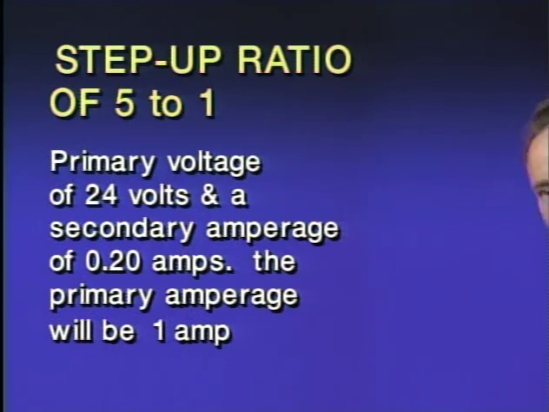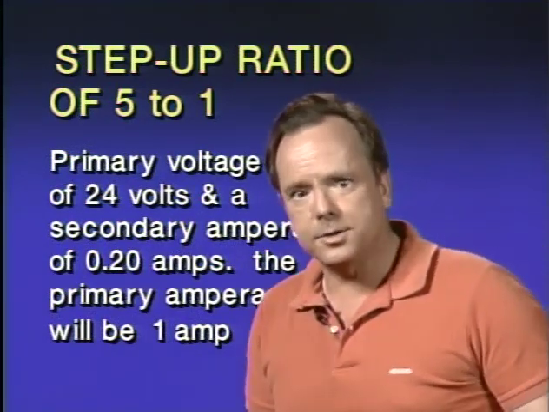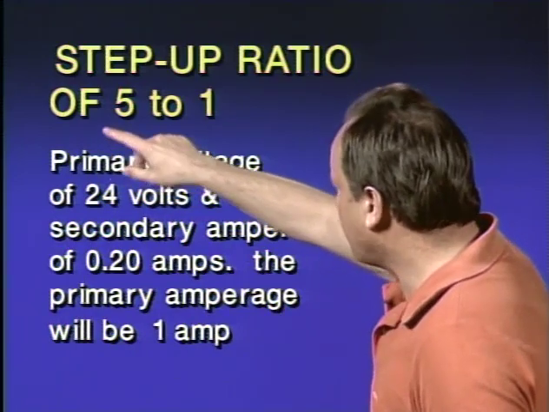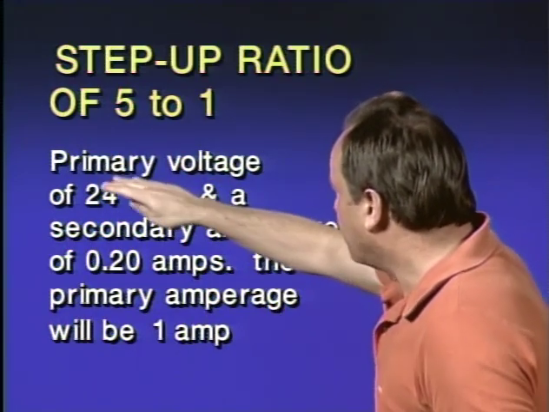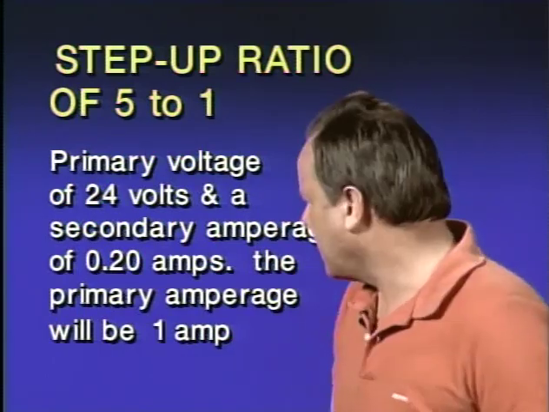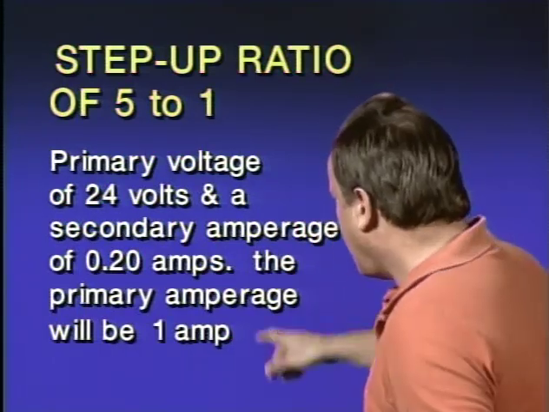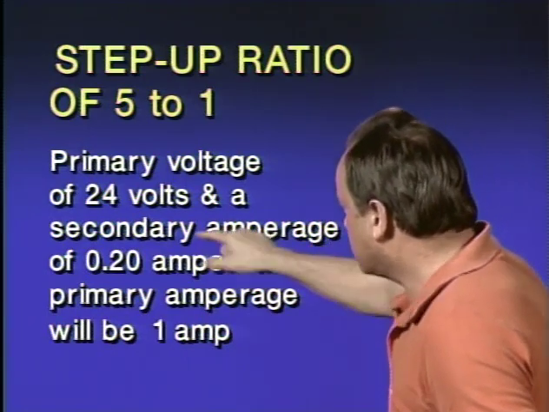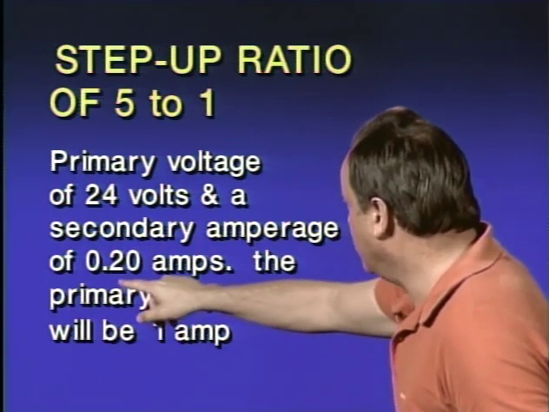Now here's a question they're going to ask you about this on the test. They're going to say, all right, let's assume you have a transformer with a step-up ratio of 5 to 1, and the primary voltage is 24 volts. Well, the secondary voltage would be 5 times that. But the primary amperage is what they're going to ask you, because they're telling you the secondary amperage is 0.2 amps.